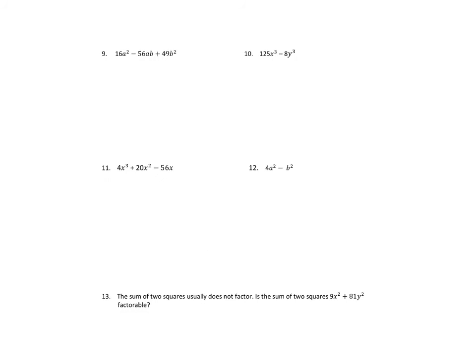For number 9, is there a common factor for all of the terms? Nope. It's a trinomial, so let's see if we can find factors of the first and last term that add up to the middle term here. And the first and last term are perfect squares. Let's see if this is a perfect square trinomial. So the square roots here, same sign, both negative.